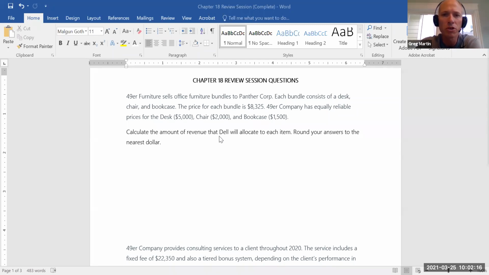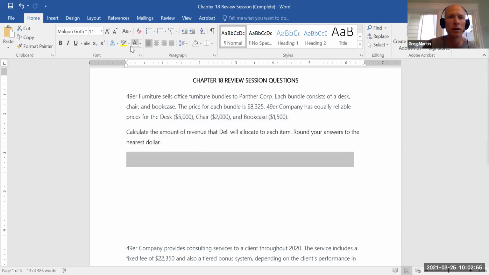So with this first one, this is a bundled sale. There are 3 items in the bundle: a desk, chair, and bookcase. We have a price for the whole bundle together, which is $8,325. And then we have equal reliable prices for each item individually. If we add those up individually, the amount is different than 8,325. Given that there's a disconnect between the bundle price and the sum of the individual prices, we have to figure out how to allocate the sales price.